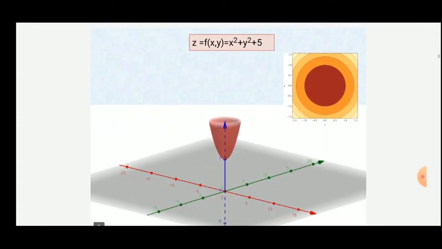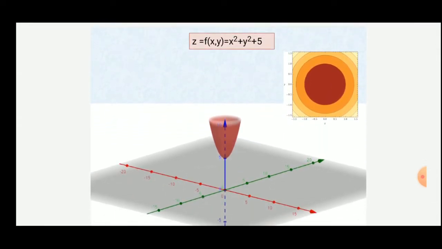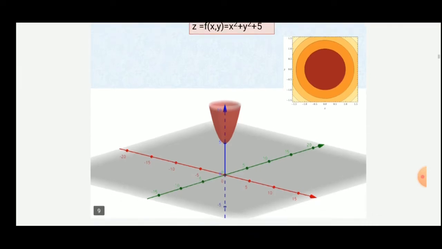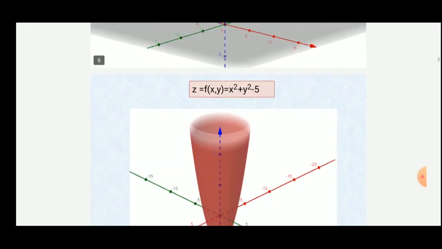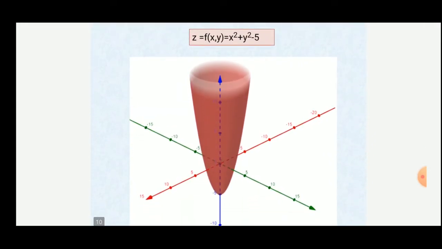The next graph is z equal to x square plus y square plus 5. So we have seen the graph of z equal to x square plus y square. In this case it is plus 5, that means the graph of z equal to x square plus y square will be lifted by distance 5 in upward direction, and in this case also the level curves will be circles centered at origin. The next one is z equal to x square plus y square minus 5.